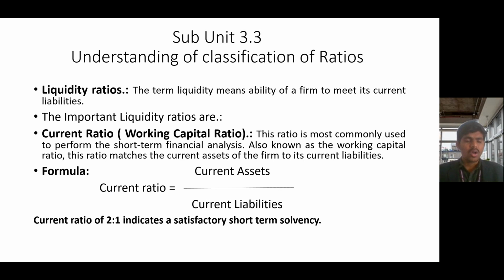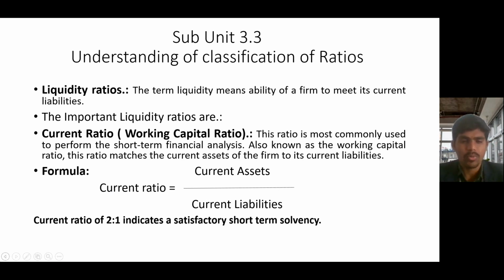A current ratio of 2:1 indicates satisfactory short-term solvency. It means that for every 1 rupee of debt, I should have 2 rupees of current assets with me, with which I can pay my debt and run my business.